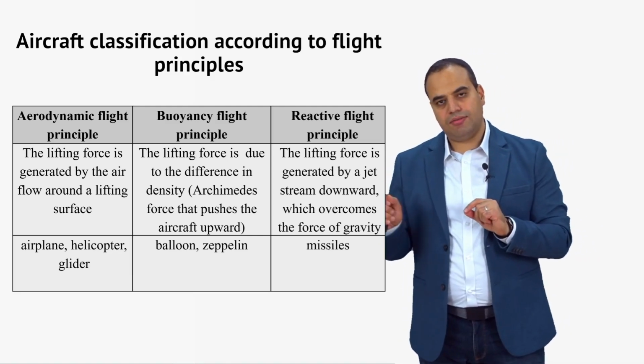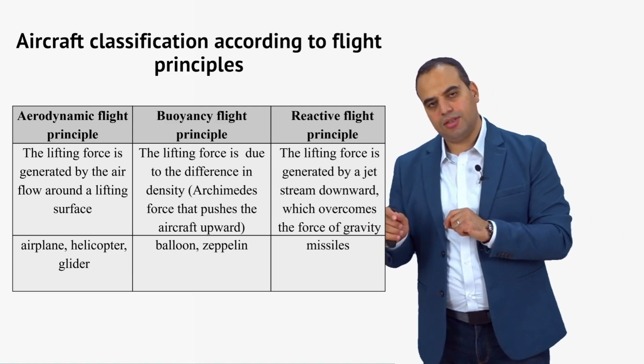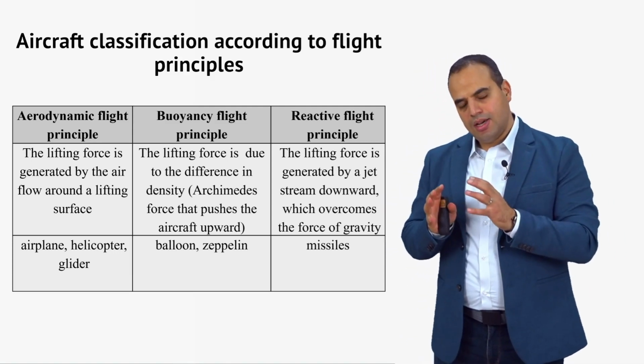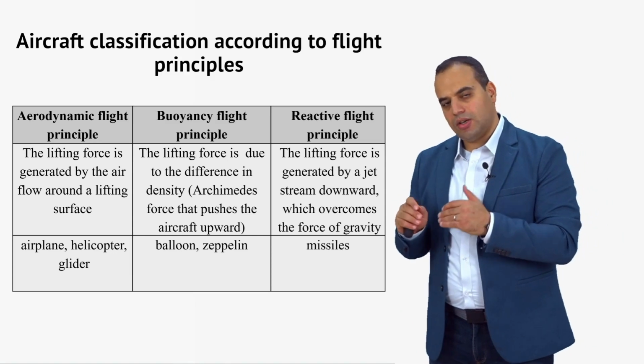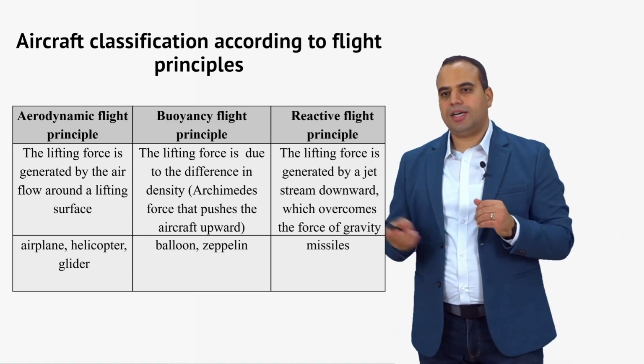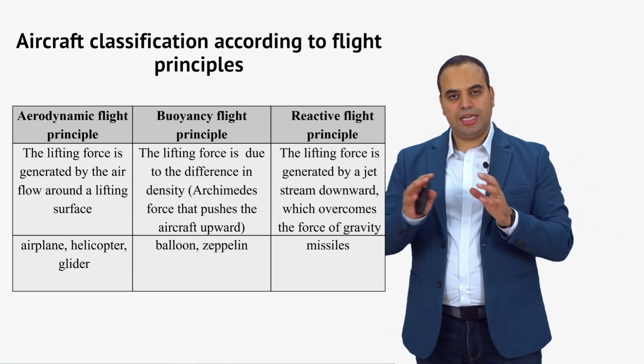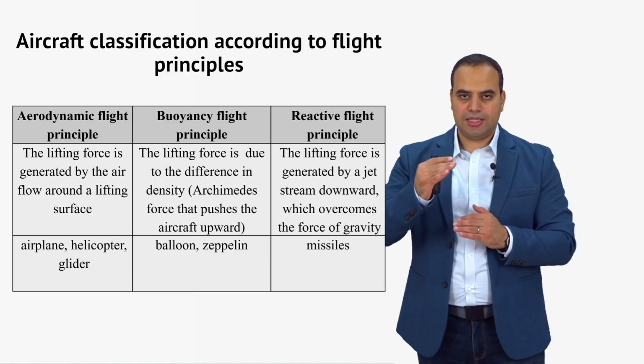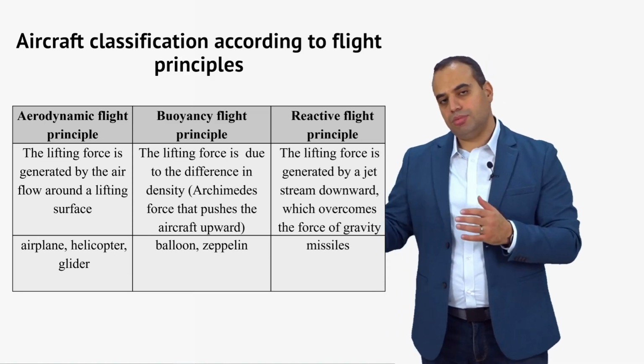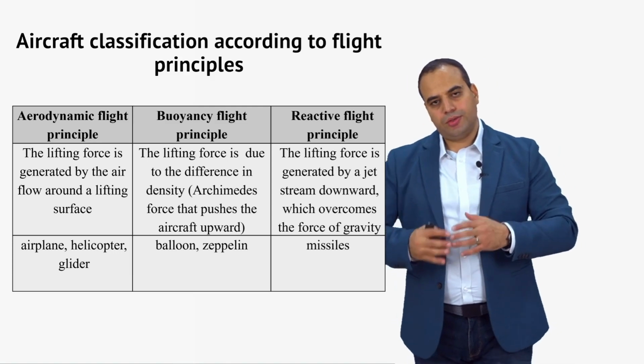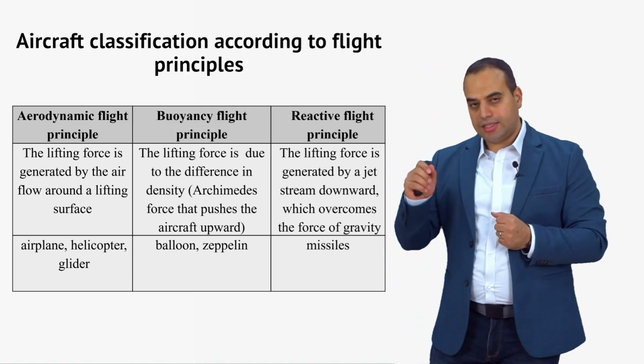But the buoyancy, you need to have an aircraft that is lighter than air. And why is it lighter? Because there is a gas inside of the aircraft that is a lighter than air gas. And Archimedes' force pushes lighter gases above the heavy gases. That's why the aircraft floats, like for example, a balloon or zeppelin, floats into the atmosphere because it is lighter than air.